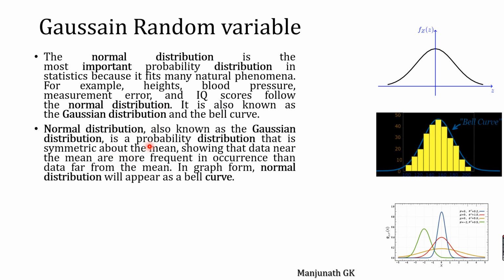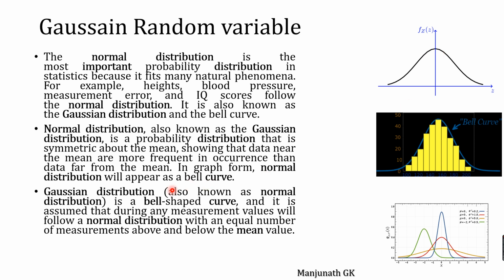A normal distribution is a probability distribution that is symmetric about the mean, showing that data near the mean are more frequent in occurrence than data far from the mean. In the graph, a normal distribution appears as a bell curve. In these three examples, we can observe the peak point, which is called the mean, and the curve is symmetric about this mean. A Gaussian distribution is a bell-shaped curve, and it is assumed that measurement values will follow the normal distribution with an equal number of measurements above and below the mean value.